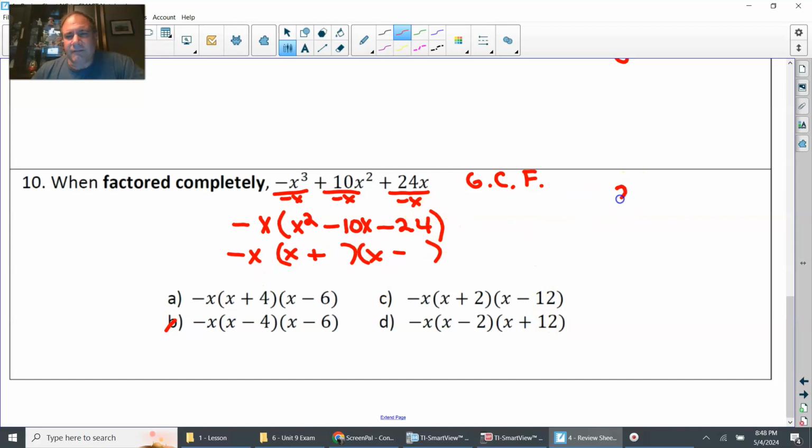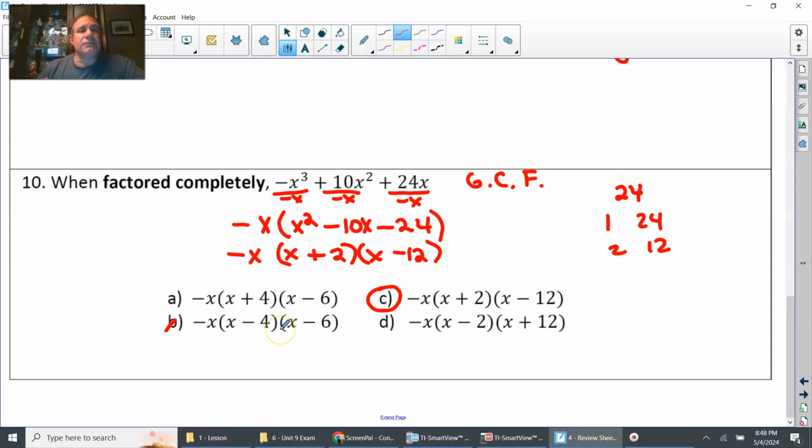So, I have to multiply to 24 and add to 10. 1 and 24, no good. 2 and 12, yes. It has to multiply to a negative 24 and add to a negative 10. So if I put the 12 here and the 2 here, that's negative 2 minus 12 is negative 10. 2 times negative 12 is negative 24. This is your answer, so C is your answer.